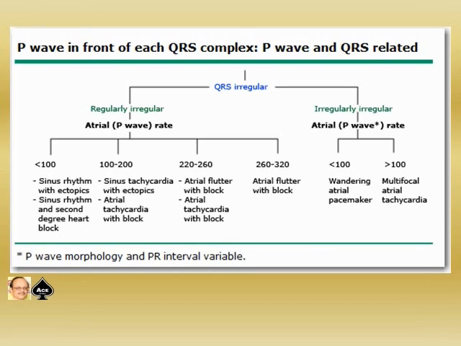Now if the QRS is irregularly irregular, and the atrial P wave rate is less than 100, it is wandering atrial pacemaker, and if it is more than 100, it is multifocal atrial tachycardia. So this is the second algorithm which I would like you to become familiar with.